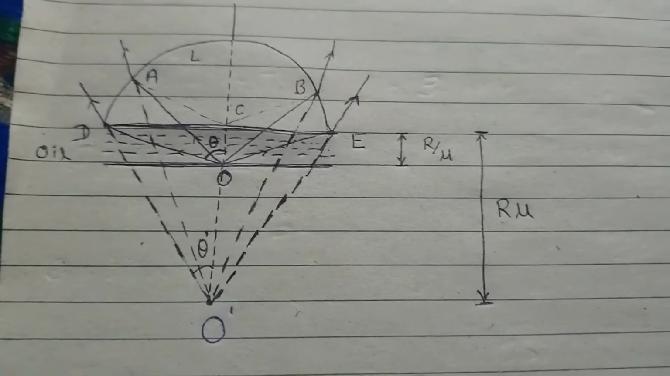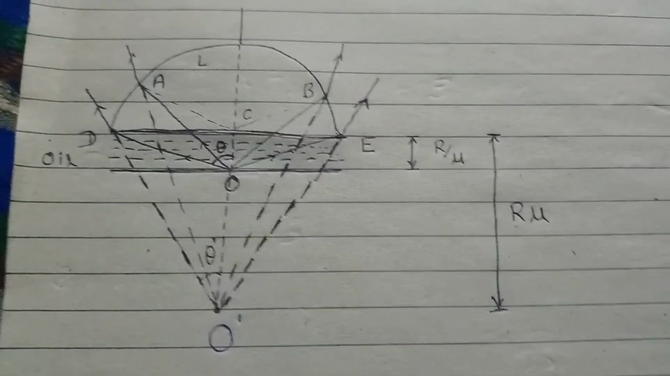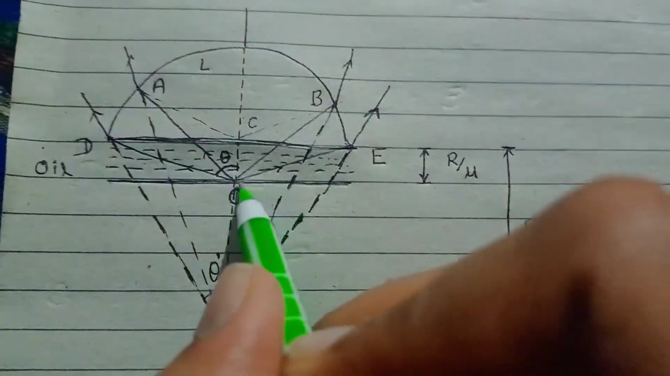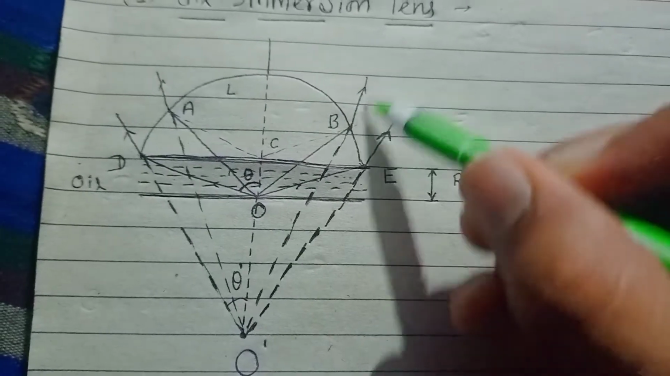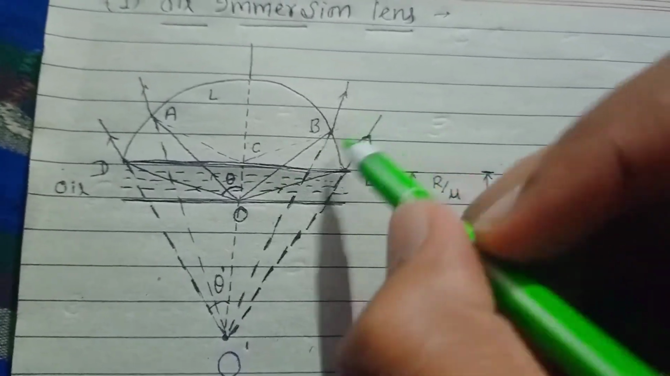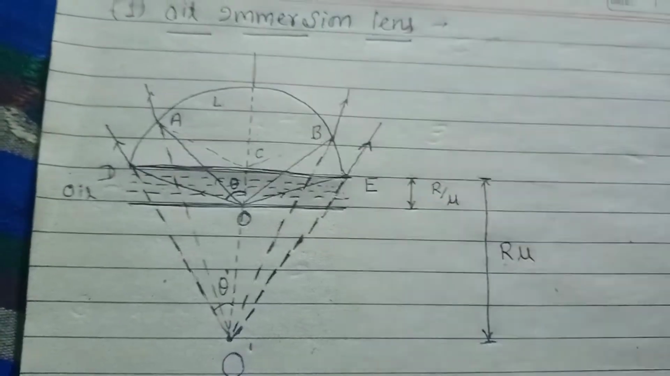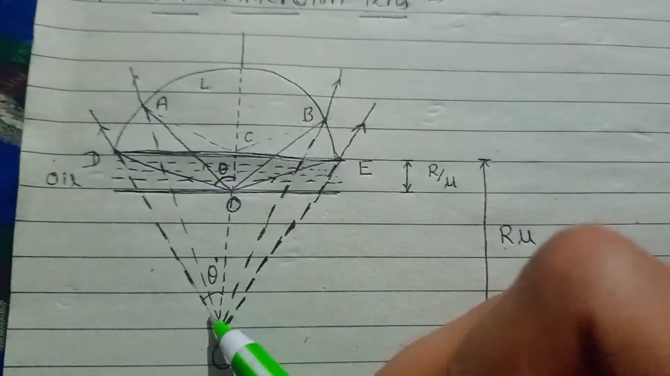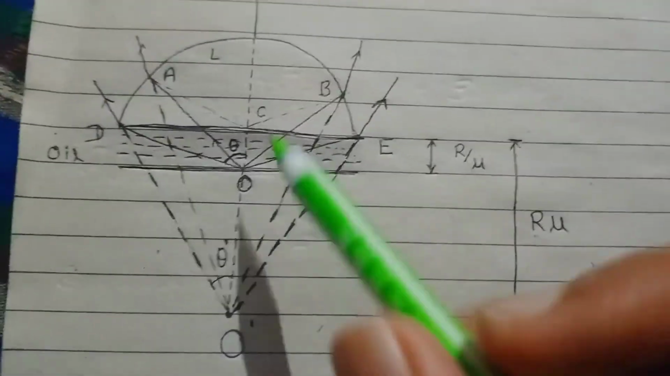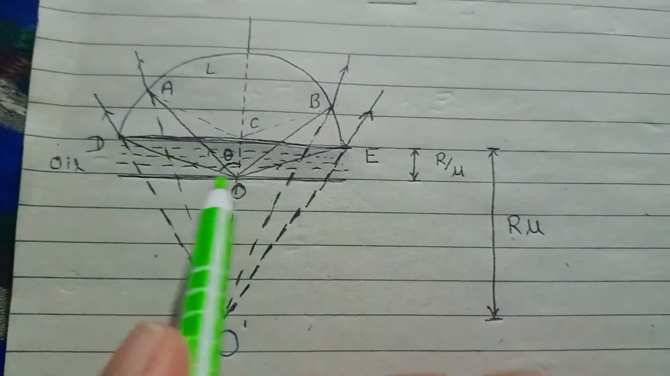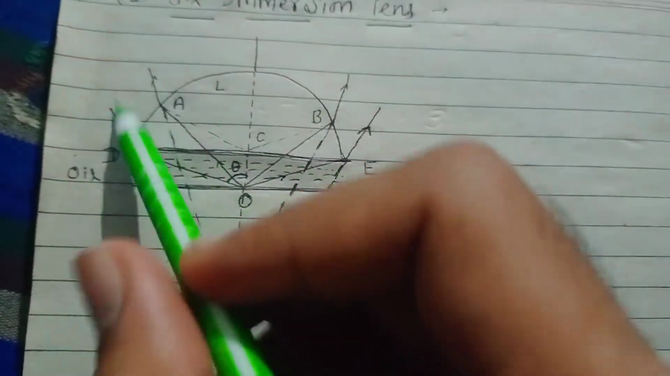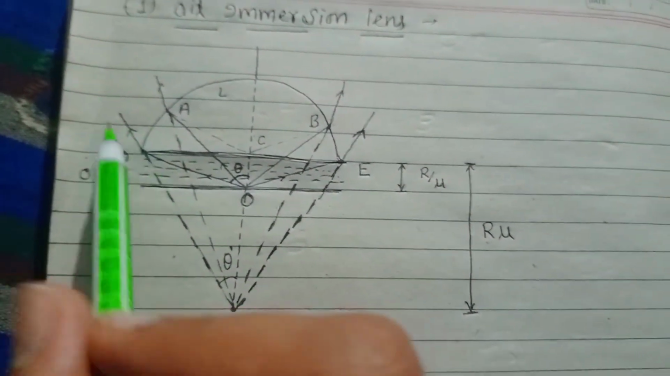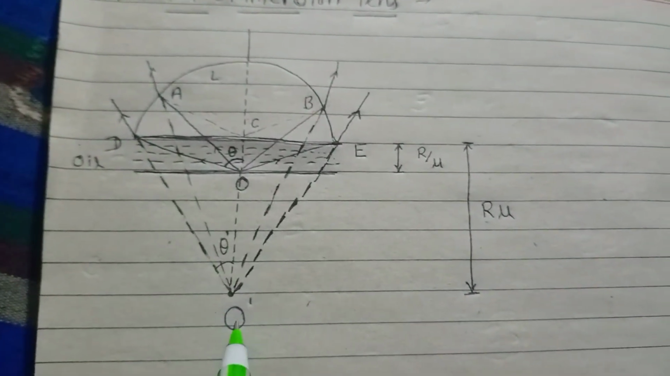Now if you didn't understand spherical aberration, you have to watch the previous video. Here, as you can see, the rays OA and OB suffer bending after refraction. They don't go straight. After bending, as you can see, this dotted line shows that these rays appear to diverge from point O dash. And not only this one, all the four rays which you can see, OA, OB, OD and OE, after refraction appear to diverge from point O dash.